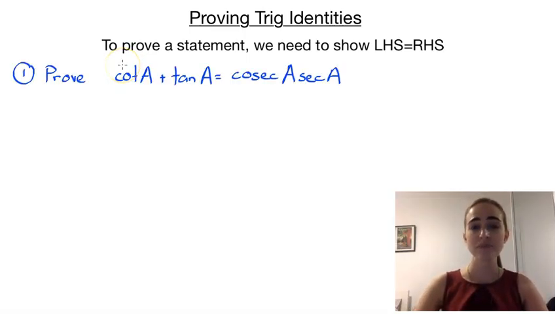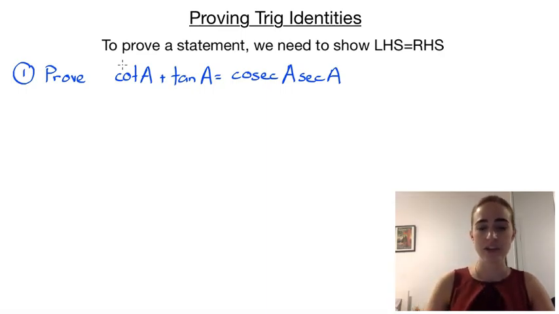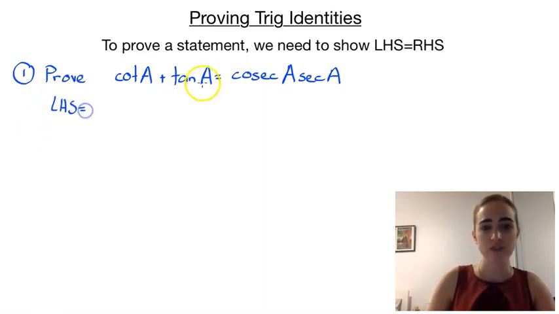Our first example asks us to prove that cot A plus tan A is equal to cosec A sec A. So we're going to start off writing left-hand side is equal to, and we're just going to rewrite that left-hand side of the equation. So cot A plus tan A.